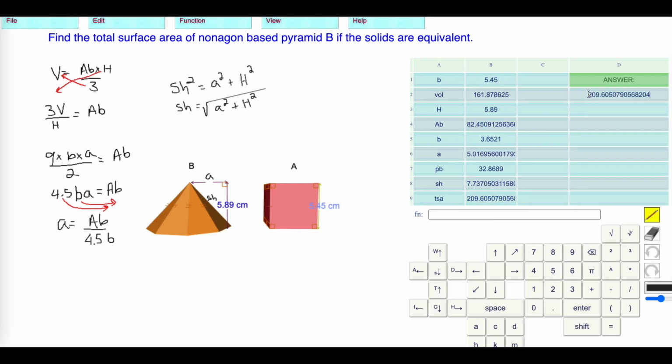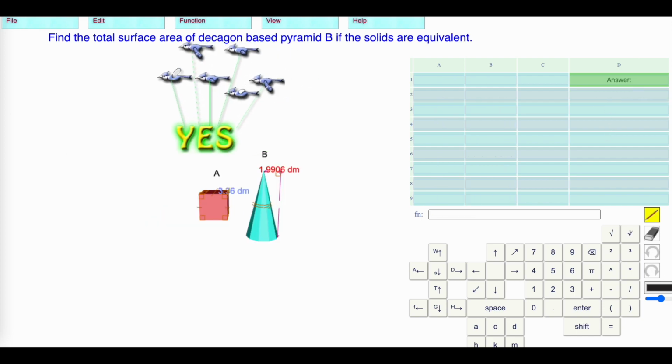I'm just going to paste that over here and round it. I'm going to have the 9 tell the 7, so that's 5 decimal places. The 9 will tell the 7 to round up to an 8. Units are centimeters squared because it is total surface area. And then we press enter to see if we're right. And that is it for level 14.